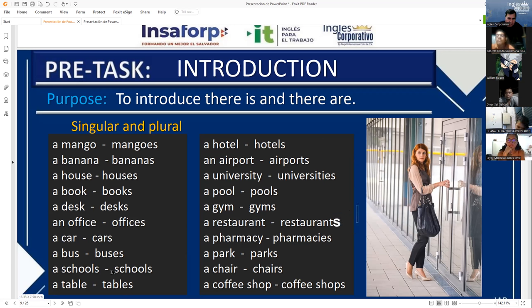Okay. So here is without the S. A school, schools, and a restaurant, restaurants. A pharmacy, pharmacies, a park, parks, a chair, chairs, a coffee shop, coffee shops.